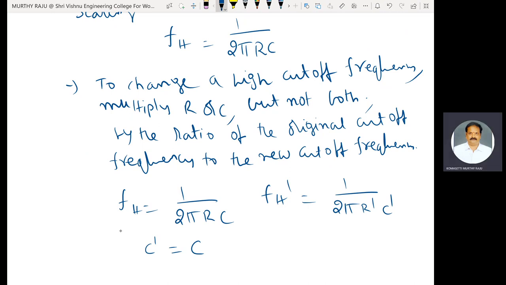FH is given. Choose FH value, let it be 10 kHz or 1 kHz. Choose C value, either 0.01 microfarad. By using FH and C, calculate R. Here, we need to calculate FH dash. We use the ratio of these two frequencies, FH by FH dash.